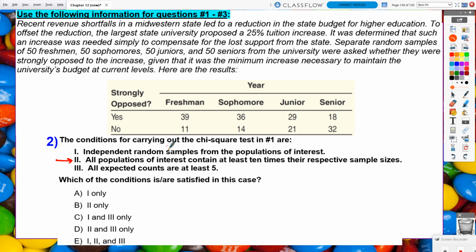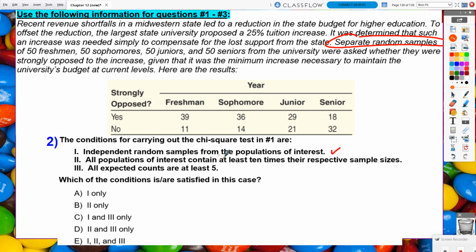So again, the easy one, let's check for random samples. Well, yeah, it said separate random samples. So option 1 is a go. We do have independent random samples here. Now, independent in this scenario means that the random samples are completely disconnected from each other. That if this freshman were selected in the first random sample, it would in no way affect other groups of 50 sophomores, juniors, seniors from being more or less likely to be selected.